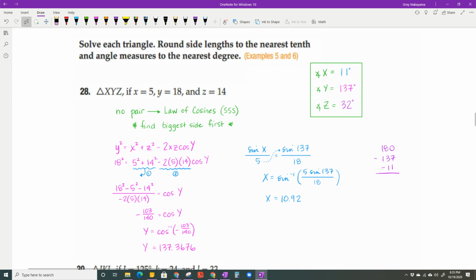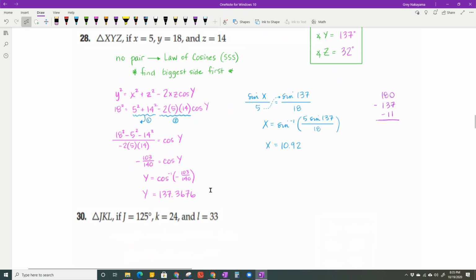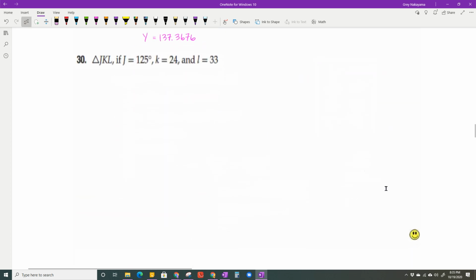Okay, one last problem, and then we are done. And it's one of the easier ones, so that's a good thing. All right, so same thing. We're solving the triangle JKL if J is 125, K is 24, and L is 33. Okay, I've got JKL. That means I do not have a pair, so I have to use the law of cosines. This is an example of side angle side.